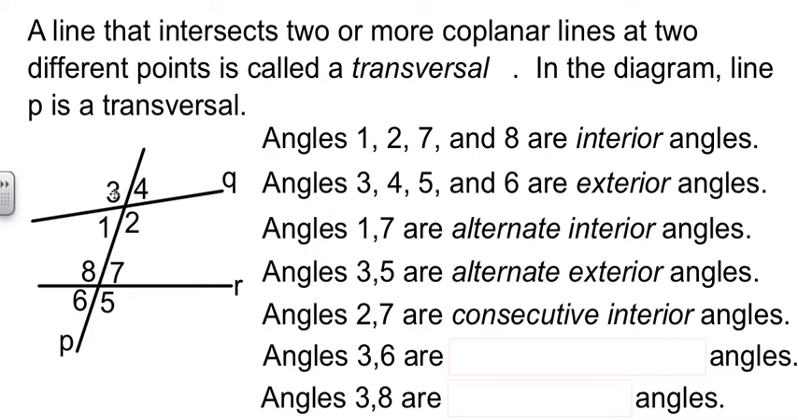And similarly here, 3 and 6, they're both on the same side, and they're both outside the two lines. So that would be consecutive exterior. Again, you may hear same side exterior, depending on the book you're using.